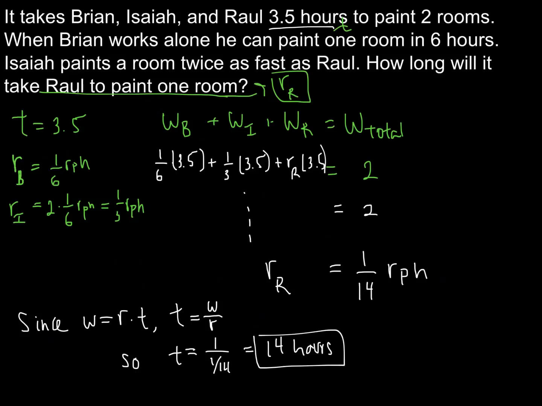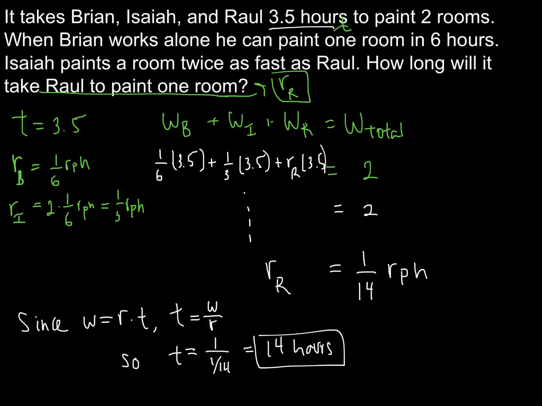I know that the work each person does is their rate times the time they work. They work for 3.5 hours. The rate Brian works is 1/6 of a room per hour, since he can do 1 room in 6 total hours. Isaiah works twice as fast as Raul, so that means he will get twice as much done per hour. So instead of 1/6, he gets 2 times 1/6, which is 1/3 of a room per hour. And what we're looking for is how long it will take Raul to paint 1 room. And so if we solve for the rate at which Raul works, R sub R, we will be able to determine how long it will take him to paint 1 room.